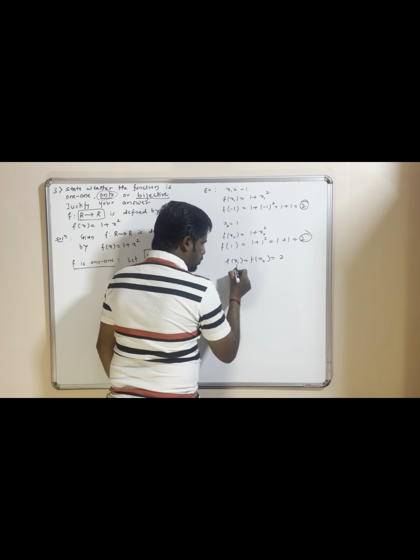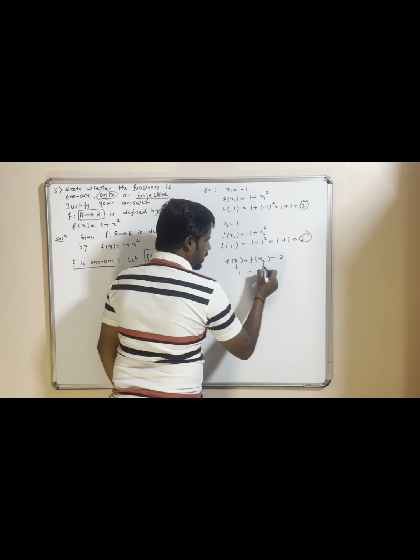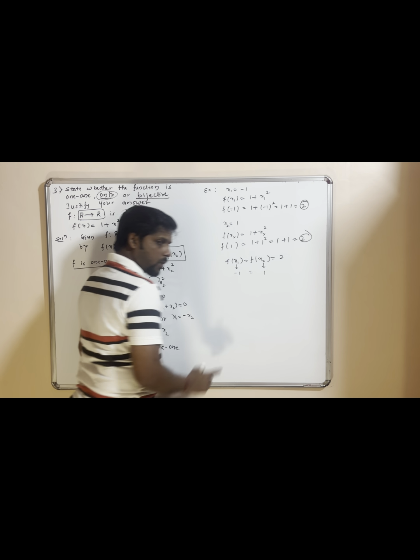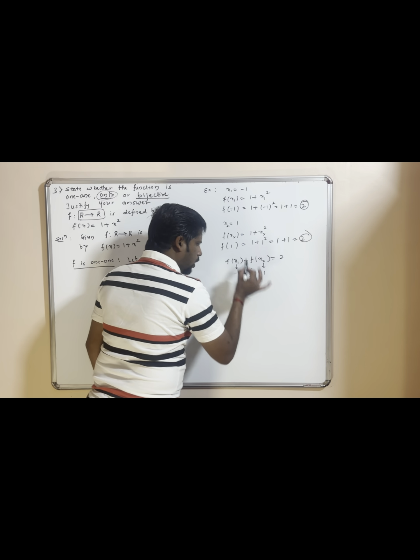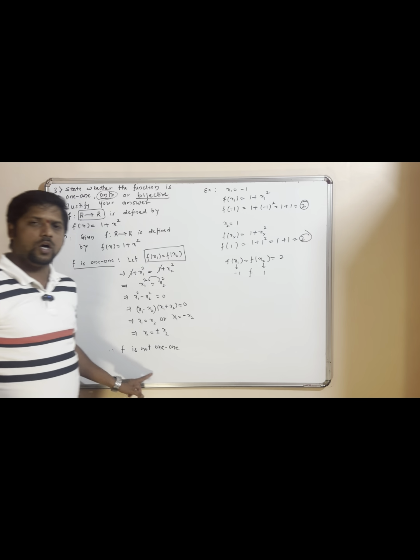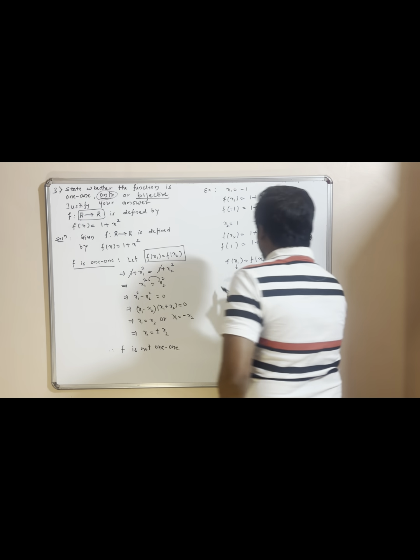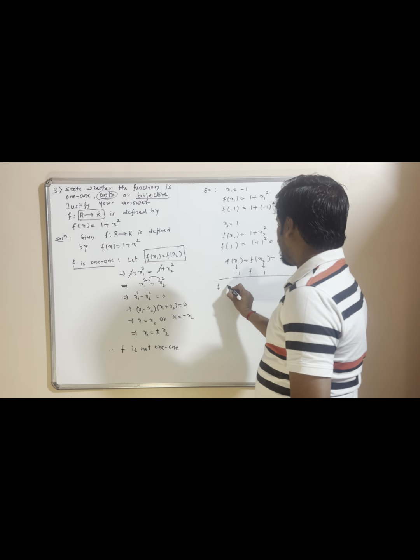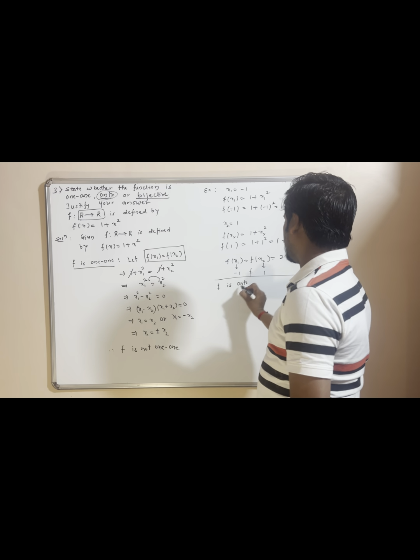But what about x1, minus 1, and what about x2, plus 1? Whether these two are equal? No. Both are not equal. So therefore it is not one-one. It is not one-one. Right? Similarly, f is onto.